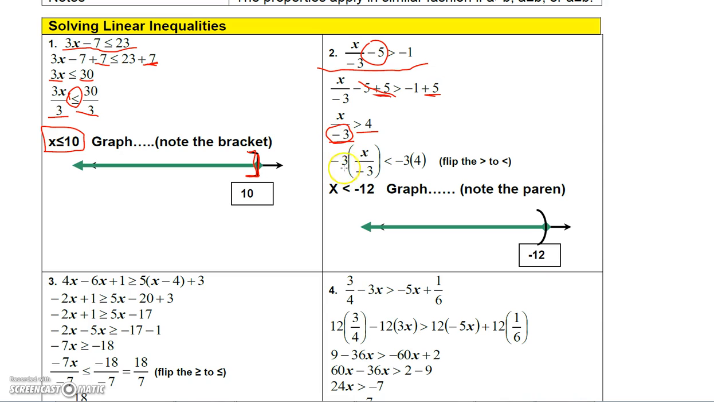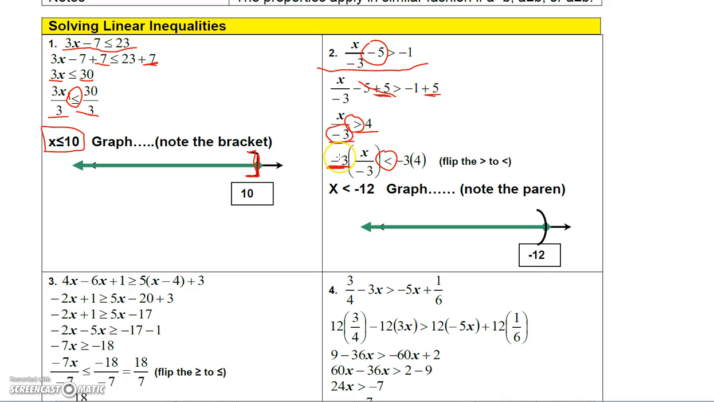I'm going to multiply this side by negative 3 so that it will cancel the negative 3 in the denominator and give me 1x. Now, notice that if I multiply both sides by a negative 3, remember what this inequality must do. This is important. It must change direction. So it's got to go to less than.